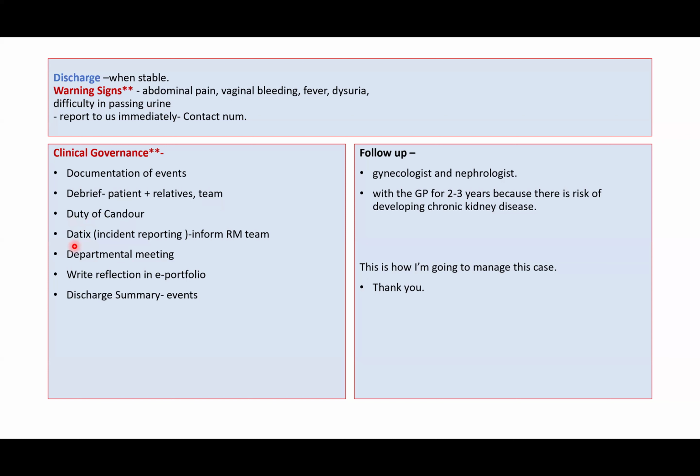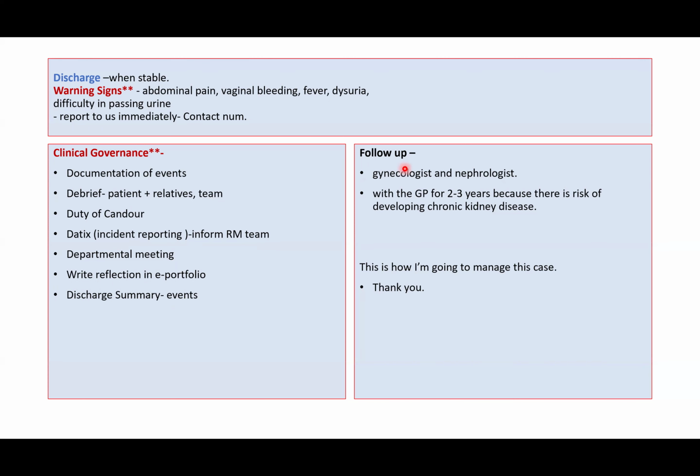performing duty of candour, DATIX, that is incident reporting, and informing the risk management team, arranging departmental meeting, writing reflection in the e-portfolio, discharge summary has to be complete, and all the events have to be mentioned, and drills and skills if there are any other stations like PPH or something. So enough. Even if you say 5 Ds, you will pass this one.